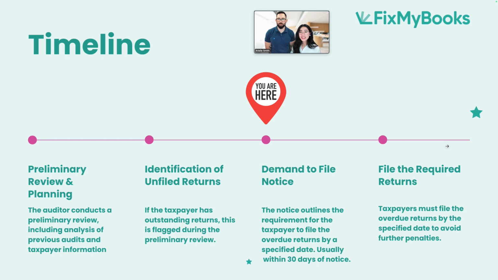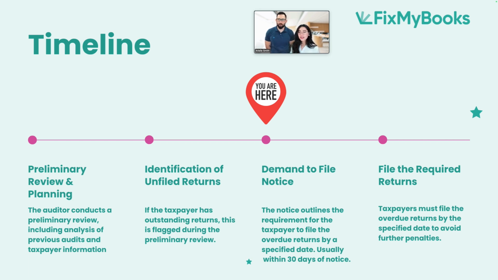Okay. So this is the timeline of what happens before you actually get a demand to file notice. So this is not just like, oops, you missed one day and now they're demanding you file. That's not how this goes. Okay, so first there's a preliminary review and planning. So the auditor, this is what the CRA is doing behind the scenes. You don't see any of this.